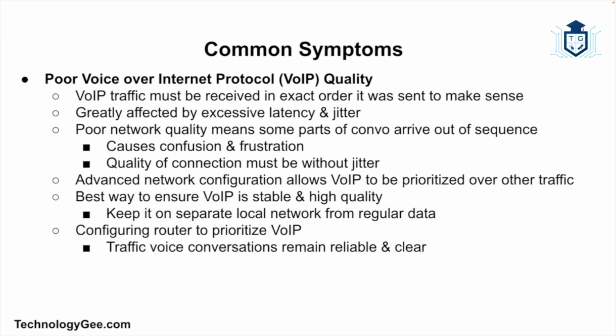Advanced network configuration allows for VoIP to be prioritized over other traffic. And the best way to ensure that VoIP is stable and high quality is to keep it on a separate local network from regular data. By configuring the router to prioritize VoIP traffic, voice conversations will remain reliable and clear.